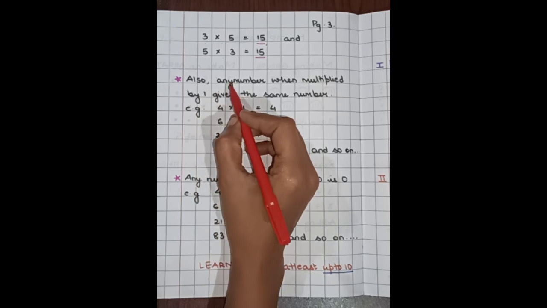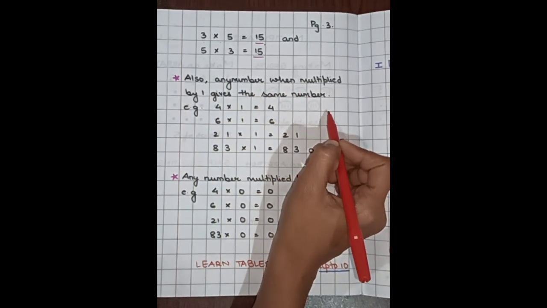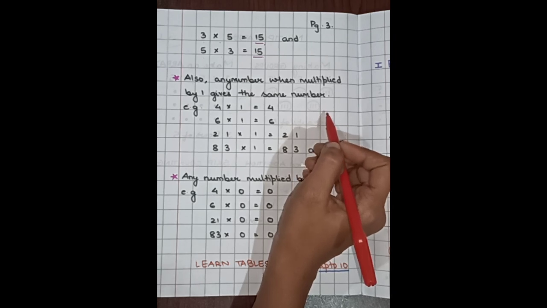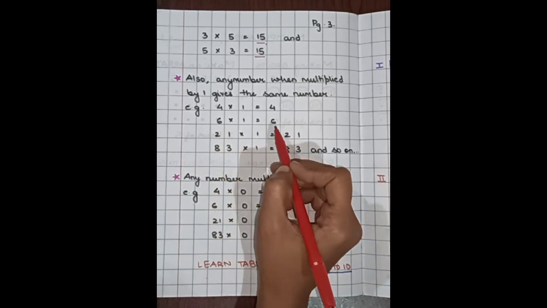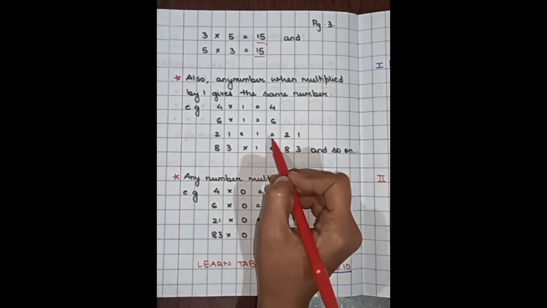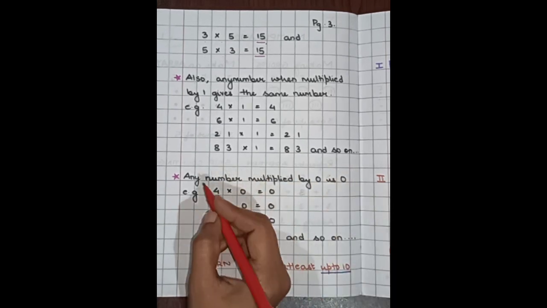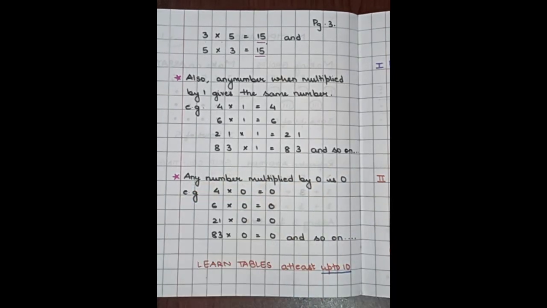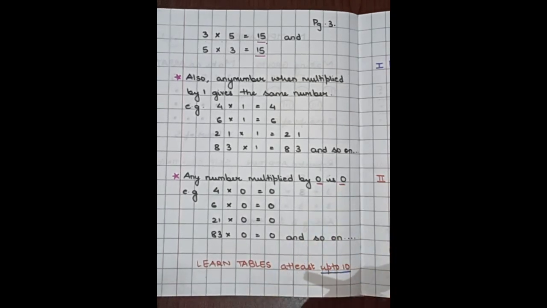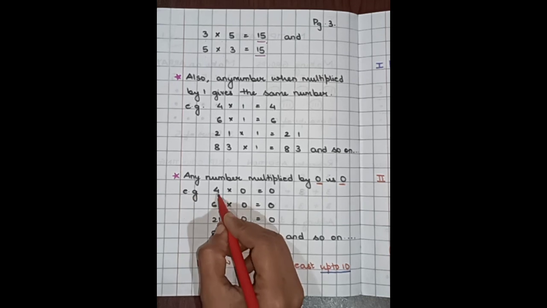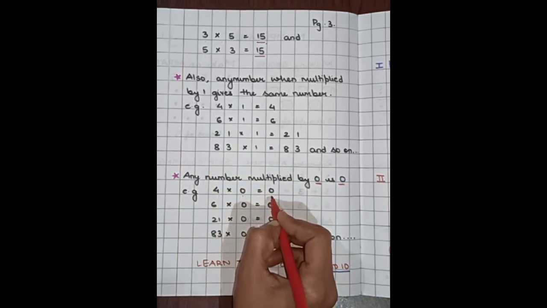Now also, any number when multiplied by 1 gives the same number. This is a very important fact in multiplication. So 4 into 1 will give you 4, 6 into 1 will give you 6, 21 into 1 will give you 21, 83 into 1 will give you 83, and so on. Another important fact: any number when multiplied by 0 always gives you 0. See, for example, the same number 4, when it is multiplied with 0, the answer will always be 0.